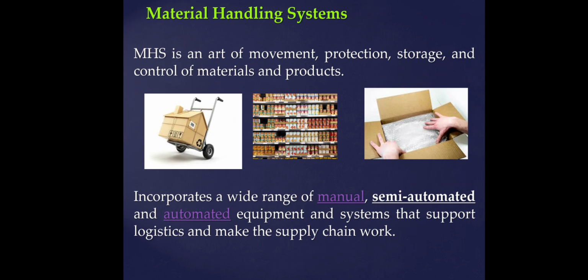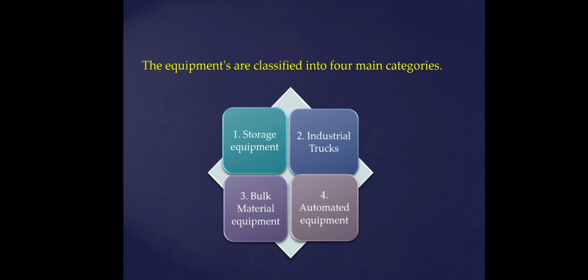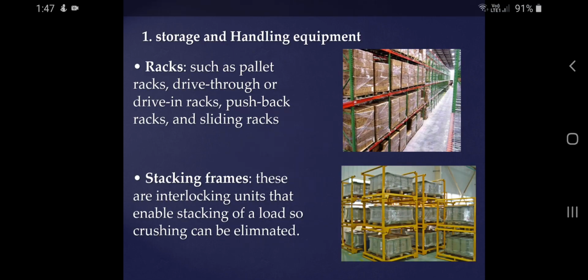It is an art of movement, protection, storage, and control of materials and products. It incorporates the usage of manual, semi-automated, and automated equipment and systems that support logistics and make the supply chain work effectively. The equipments have been classified into four main categories. First one, storage equipment, second, industrial trucks, third, bulk material equipment, and fourth one, automated equipment.